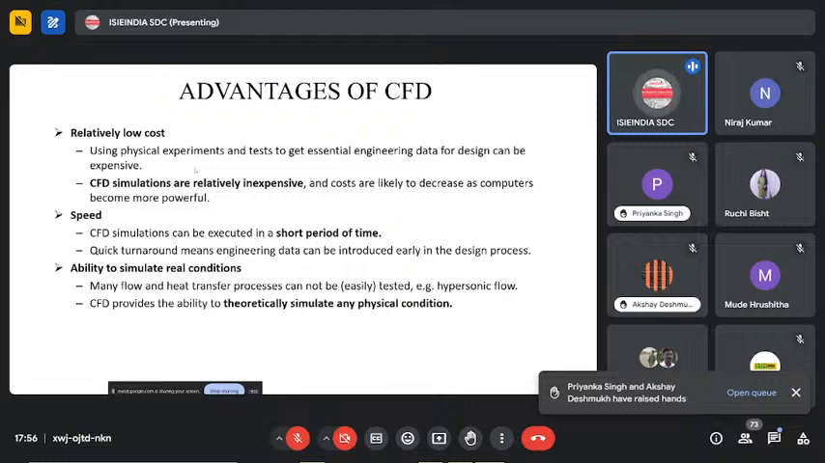The third advantage is the ability to simulate real conditions. Certain flows and heat transfer processes are challenging or even impossible to replicate in a physical environment. For example, hypersonic flow, which occurs at very high speed, greater than 5 times the speed of sound, or complex thermal interactions within large systems. CFD allows engineers to theoretically simulate any physical conditions, which provides insights into scenarios that are otherwise difficult to test. This includes extreme conditions such as high speed aerodynamics, micro scale fluid flow, and multi-phase flow. By using CFD, we can analyze and predict the behavior of the system under various conditions, enhancing the understanding of phenomena that would be impractical to observe experimentally.